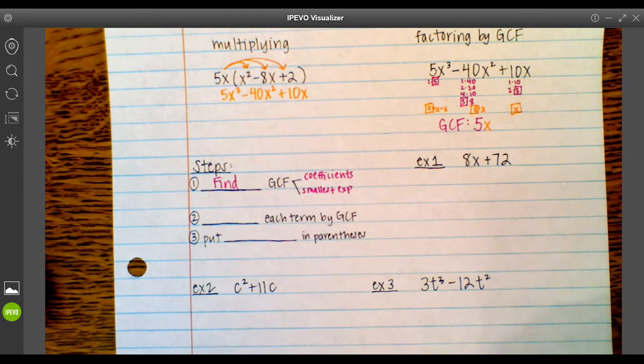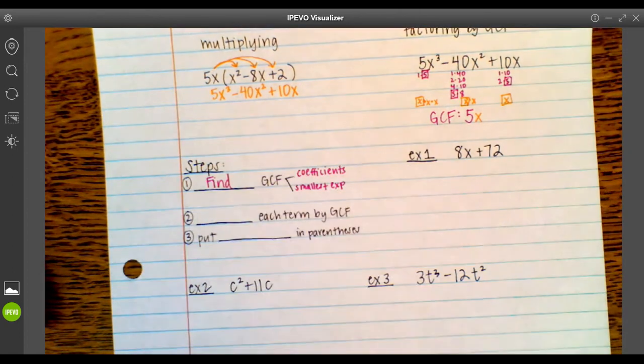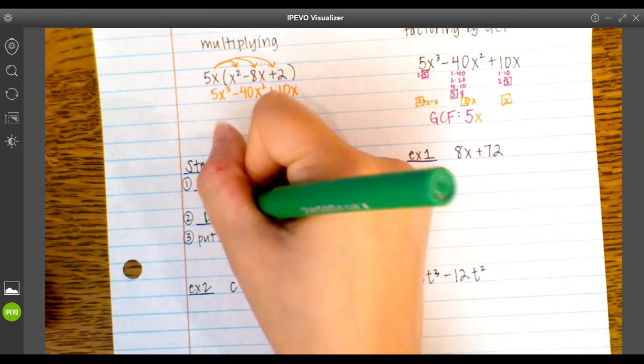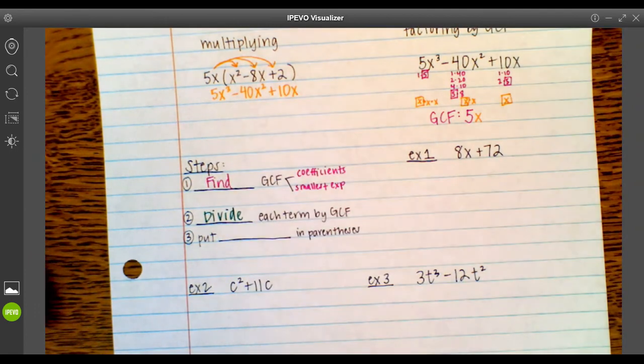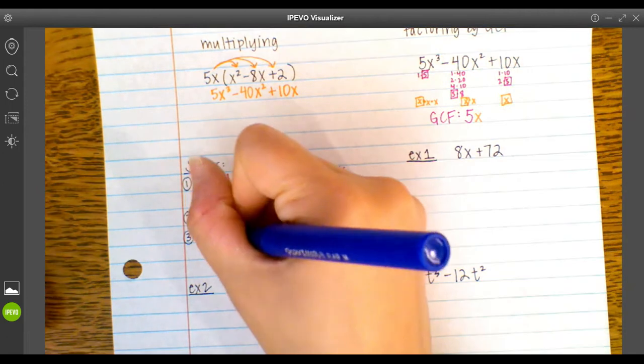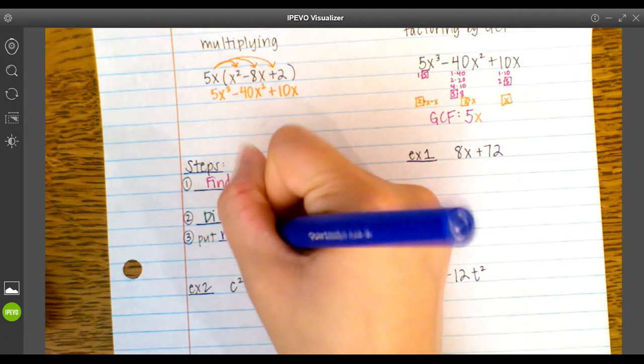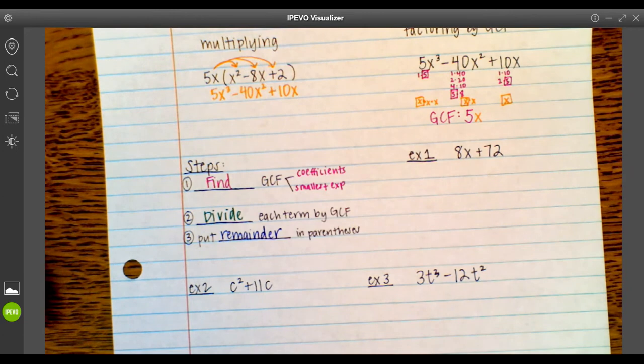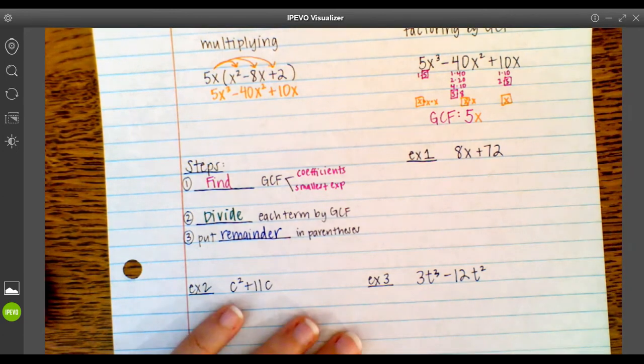Then what you'll do is divide each term by the GCF. So we're going to divide each of those terms by the GCF that you find. And then last but not least, you're going to put your remainder in parentheses to show that you have completely factored. So let's try example number 1.